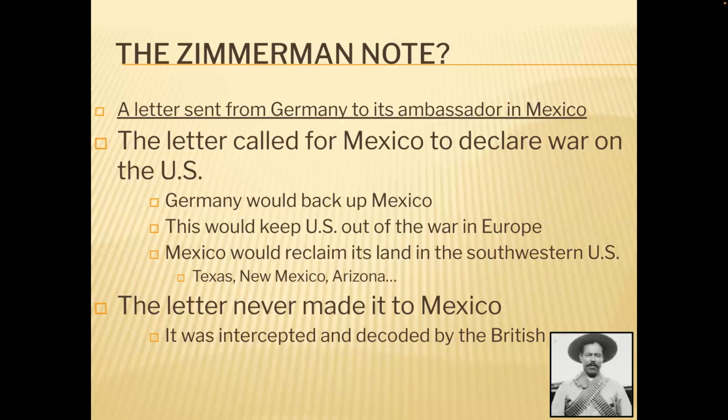When you look at Germany versus Great Britain and France, the war was getting drawn out. So Germany realized the only way they could try to keep the U.S. from getting involved was by maybe keeping them preoccupied in the Western Hemisphere.